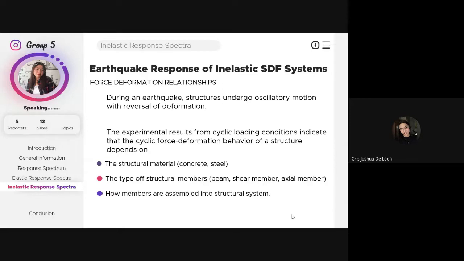The different experimental results from cyclic loading conditions indicate that the cyclic deformation behavior of a structure depends on several factors. The three primary factors are the structural material, concrete or steel; the type of structural members, beam, shear member, axial member; and the last is how members are assembled into a structural system.